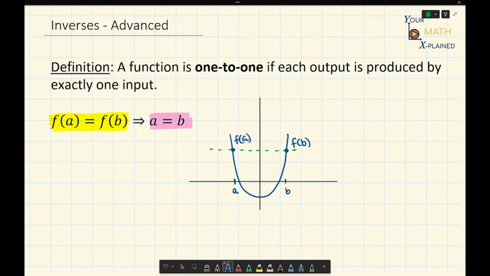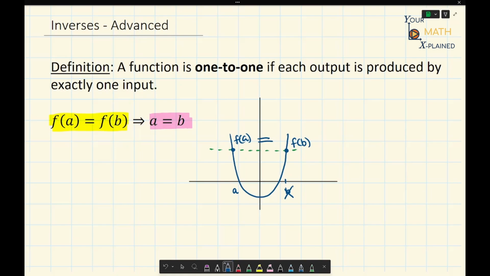We said that a parabola does not pass the horizontal line test, which is why it's not one-to-one. And the reason is because we have the same output, f(a) = f(b), but we have two different values for input. We have our a and we have our b, and they're different values. So what this means when we talk about one-to-one is if we have f(a) = f(b), then we cannot have another b value. This b value must actually be the same as the a value here.